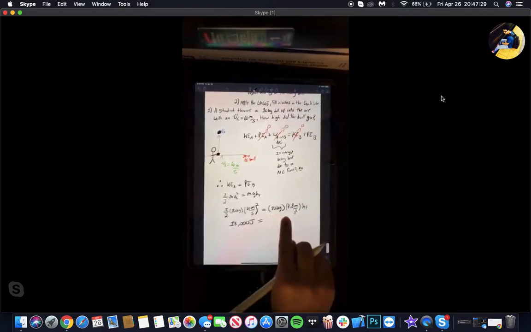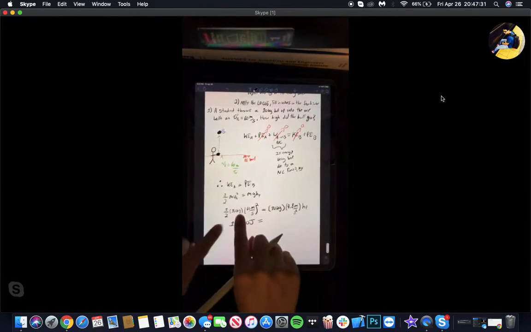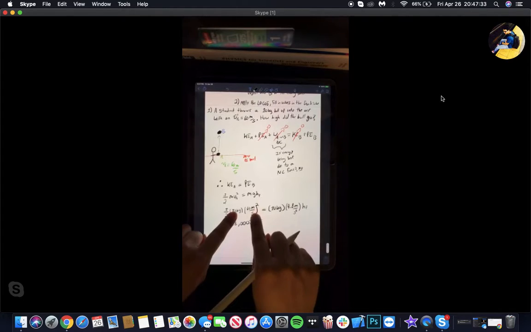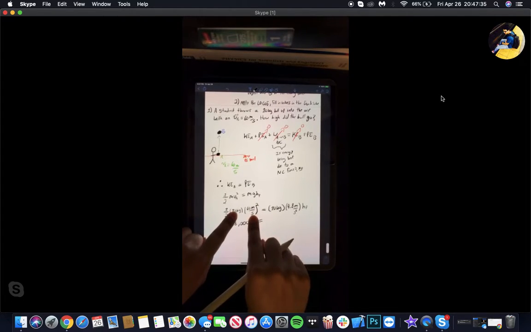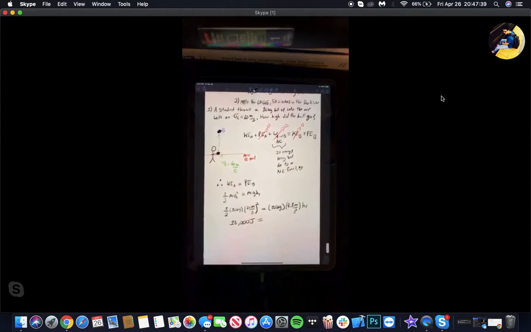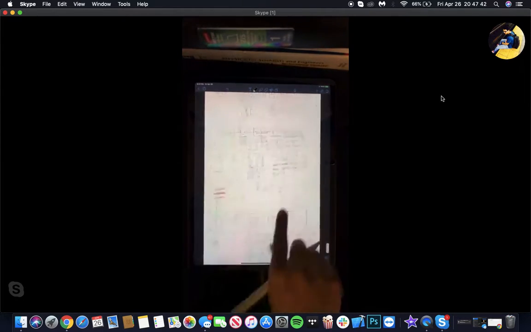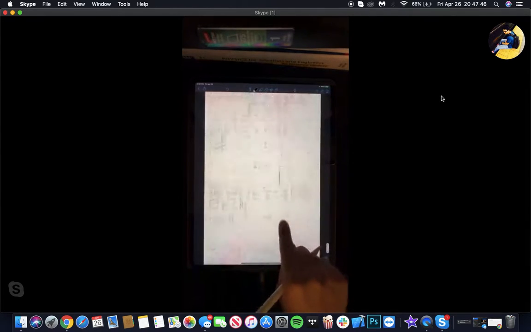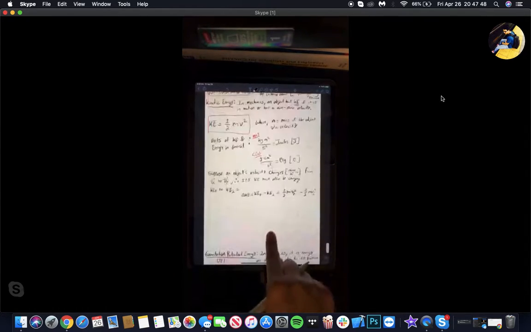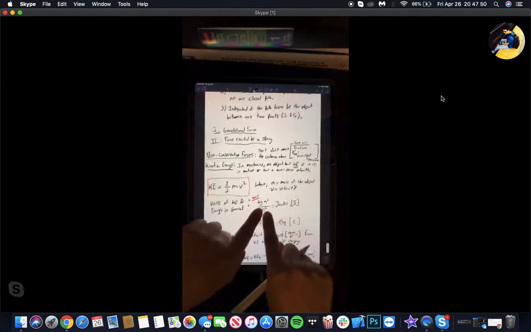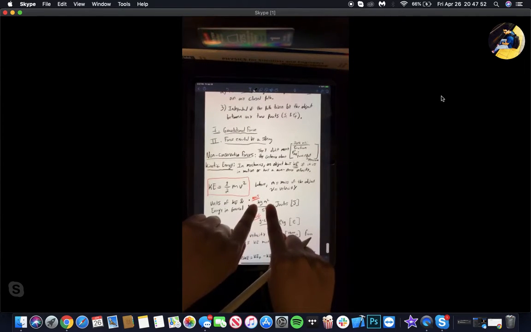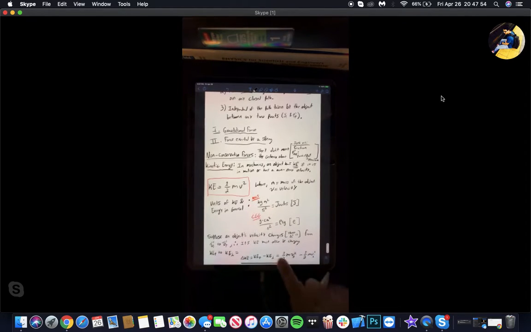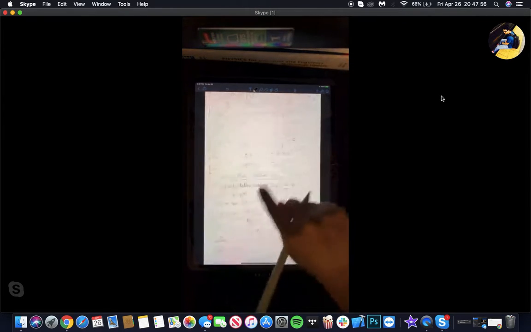You see how it's squared? It's going to be meters squared per second squared. And then kilograms times meters squared over second squared is joules. Oh, you just wrote joules. Right here, kilograms, meters, second squared.